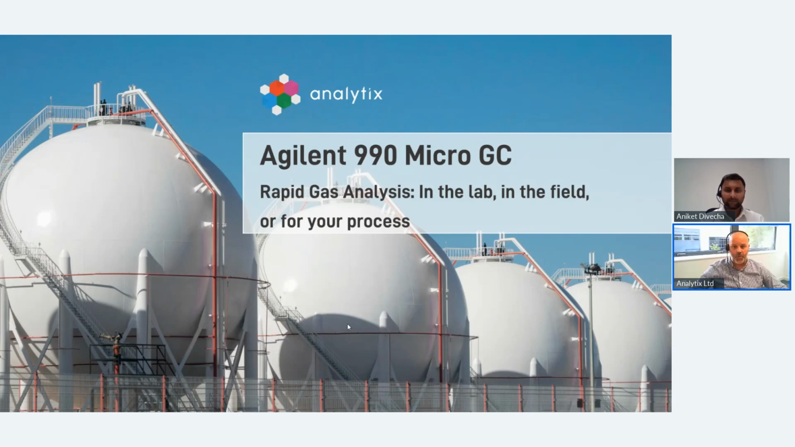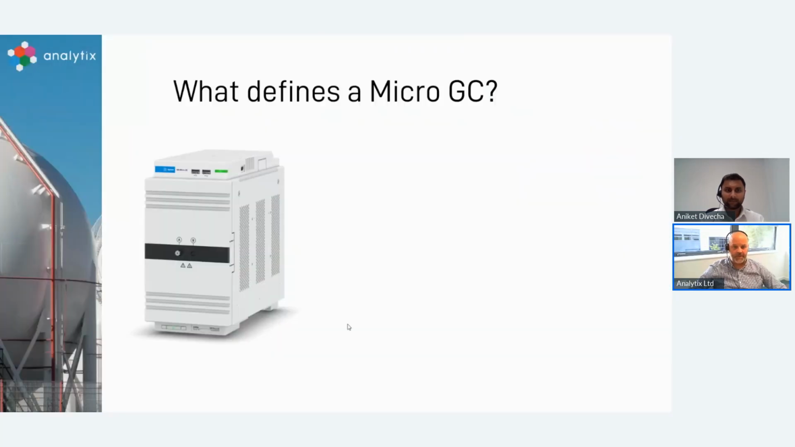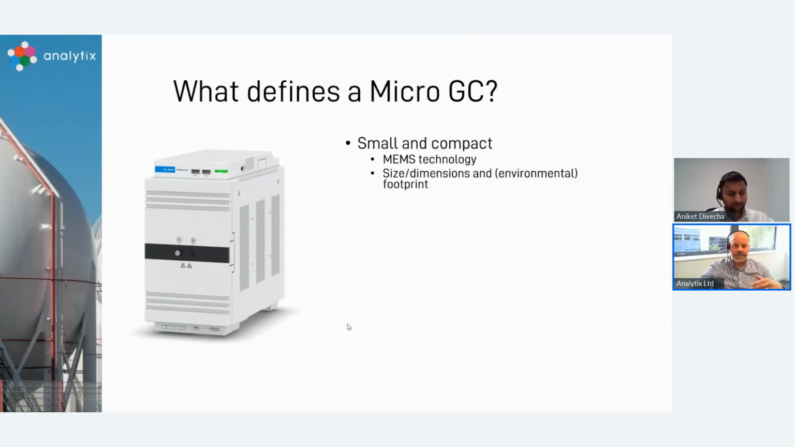In terms of what defines a Micro GC, I think the easiest way to describe it is that it's very small and compact. So compared to traditional benchtop GCs, the system is built off of MEMS technology. So everything inside has been micro-machined to make it smaller. What this does is to enable us to have very small footprints in terms of size. So a typical Micro GC would be almost the size of a shoebox turned on its side. So 30 centimeters depth, 30 centimeters in height, and 15 centimeters wide. So very, very small. But it's also very small in terms of its environmental footprint.